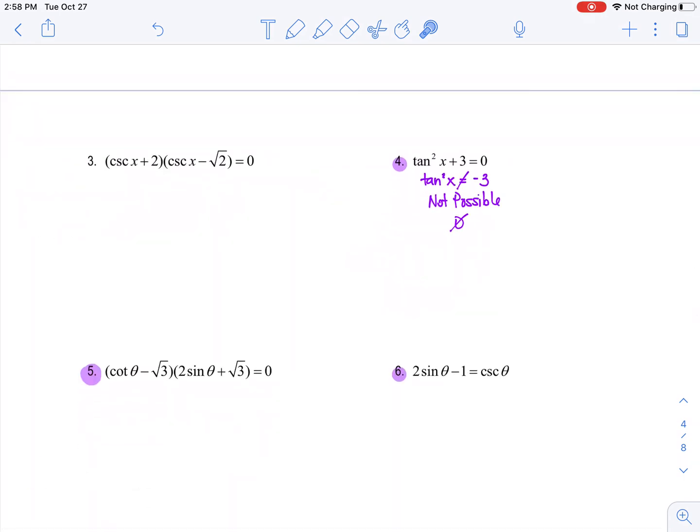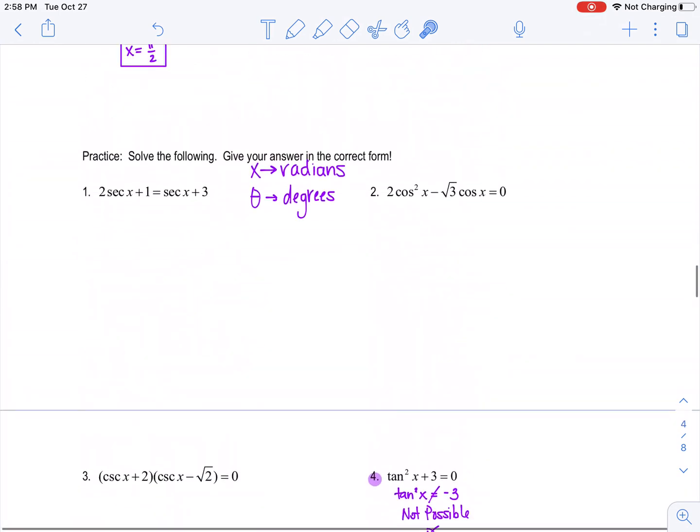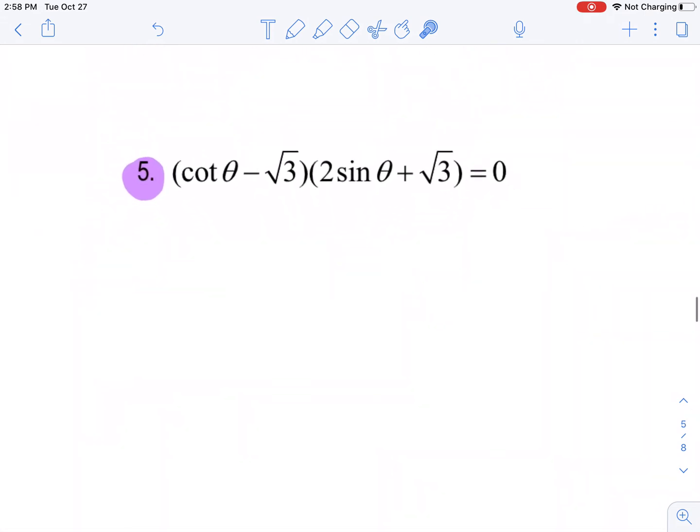All right, so let's continue moving on, last 2. So here you'll see that the variable changed to theta. So now, according to what we wrote down, our answers can be in degrees. So let's take a look at number 5.